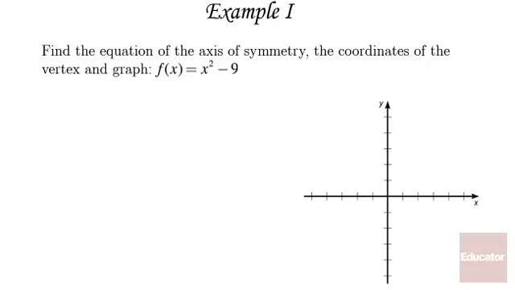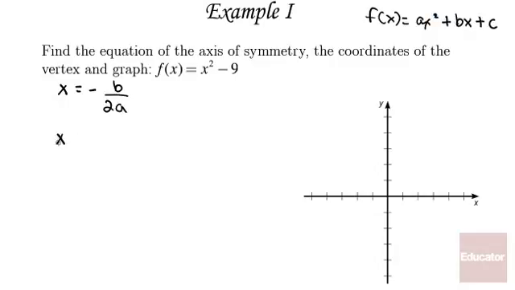Okay, practicing these with some examples. Find the equation of the axis of symmetry, the coordinates of the vertex, and the graph of this function. Okay, first recalling that the axis of symmetry is given by the vertical line at x equals negative b over 2a. And then always just reviewing what standard form is. In order to find this, it's ax squared plus bx plus c.